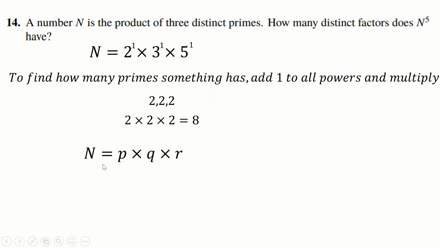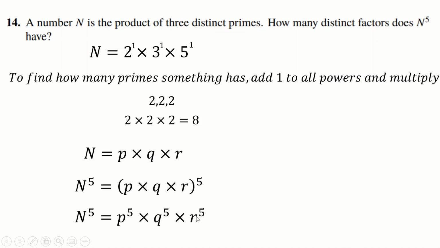So any 3 primes, that means n to the power 5 is just these 3 primes raised to the power 5, which then distributes out to make p^5, q^5, and r^5, and then you just use this rule again, right? You add 1 to all of the powers to make 6, 6, 6, and then you multiply the 6's together to find you have 216 total factors.